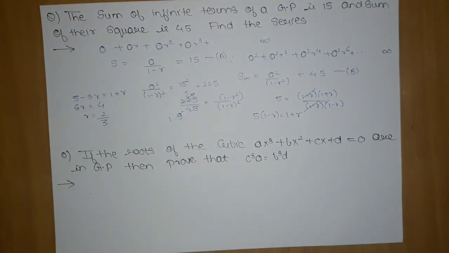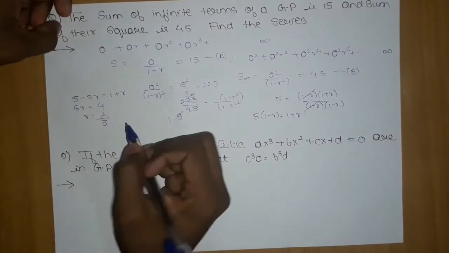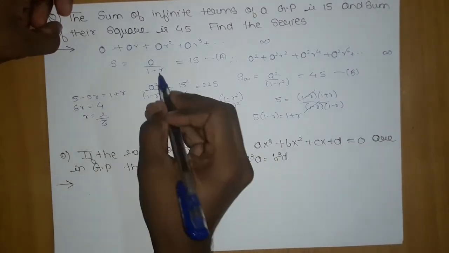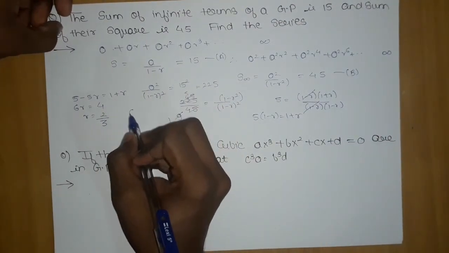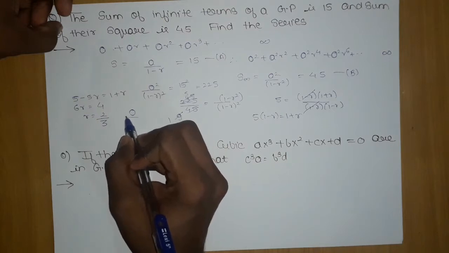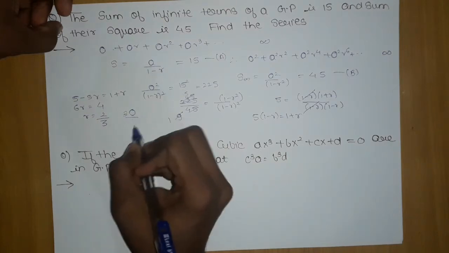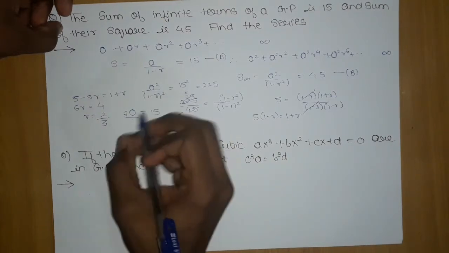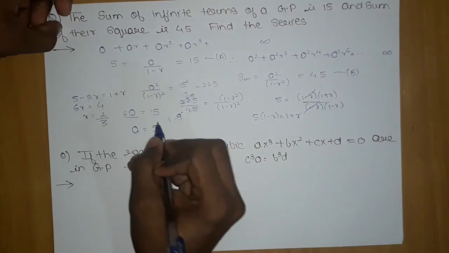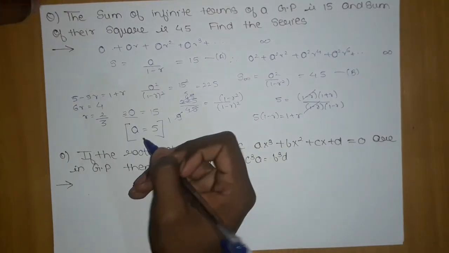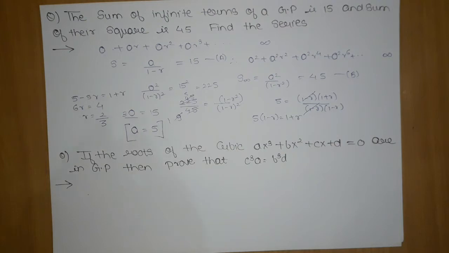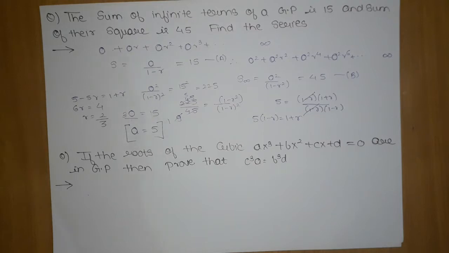Now if I got my r, can I find my a? If I put this value here, what do I get? A upon, this will be nothing but 3, this will become 1, and this will be 15. So I got a is equal to 5. So my a is 5 and r is 2 by 3. So we are done with this question. The basic thing was just analyzing the series, getting the sum, applying the formula, and that's all.